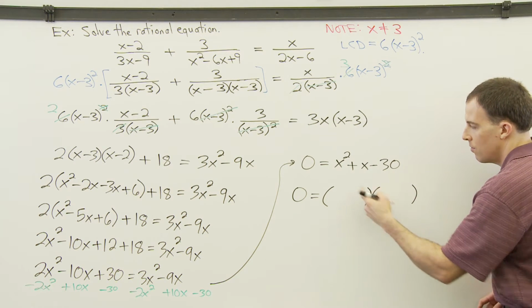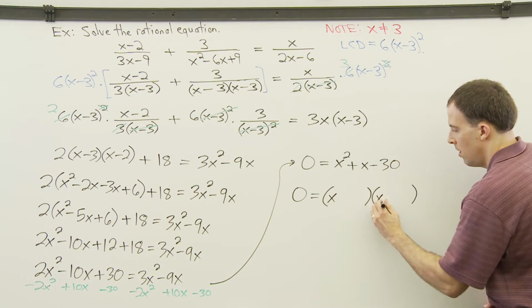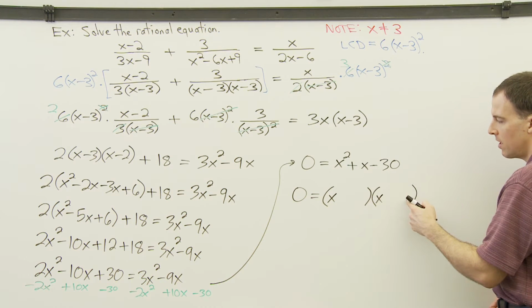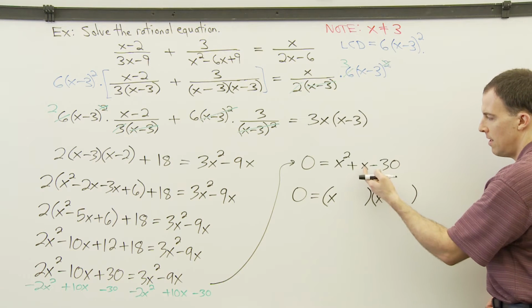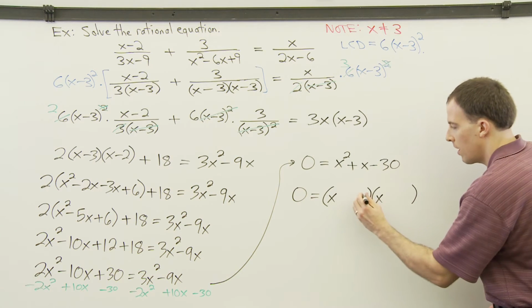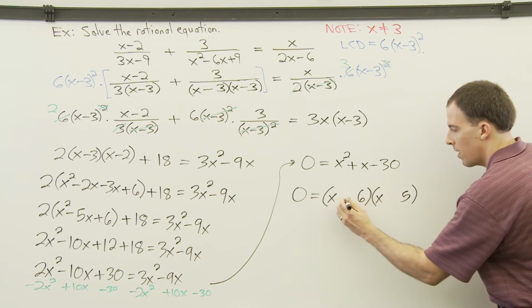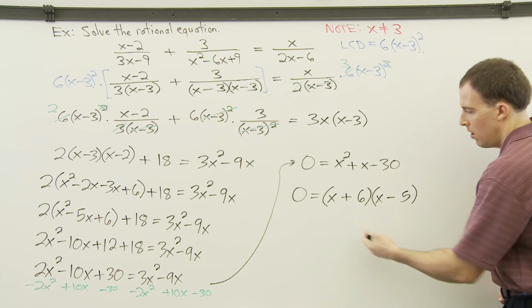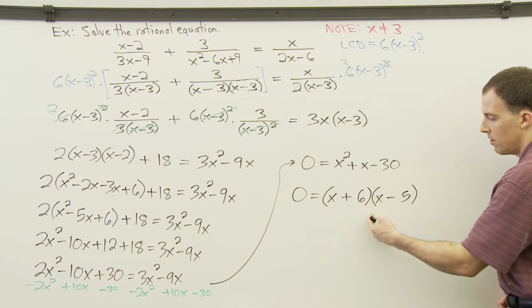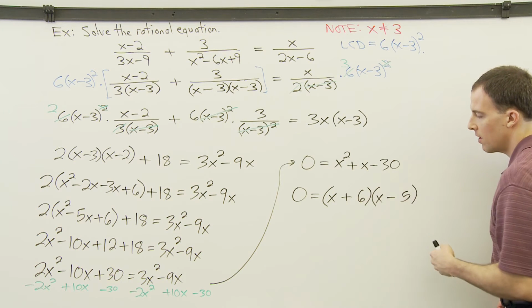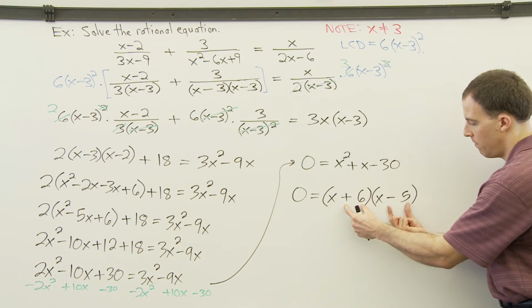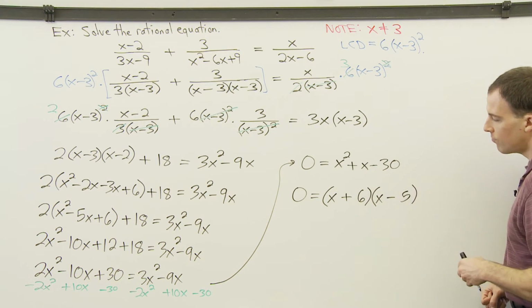So x times x would make x squared. Now I'm thinking what times what multiplies to give me a negative 30, and then they need to add up to a 1. So that could be 6 and 5. If we make it a positive 6 and a negative 5, we'd have a negative 5x and a positive 6x, which adds up to positive x, and then a positive 6 times a negative 5 is negative 30.